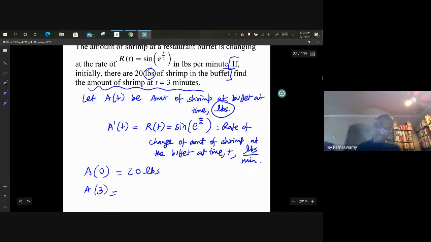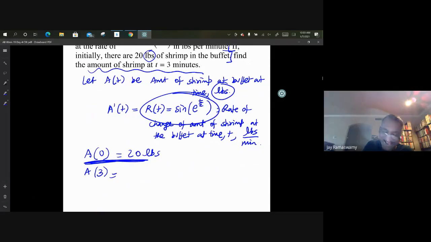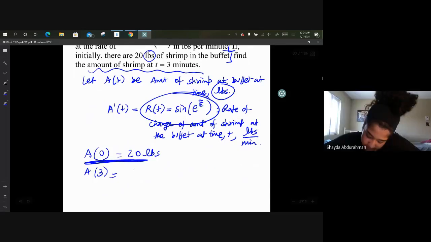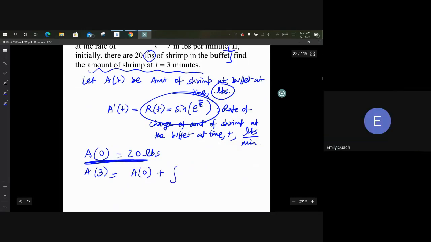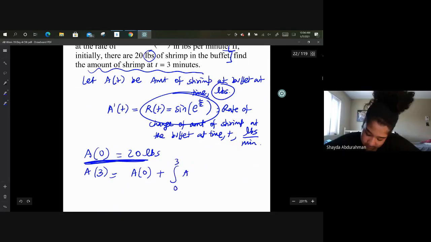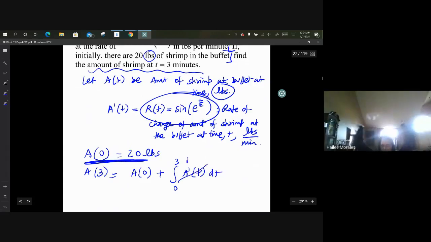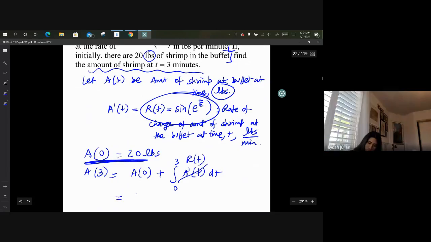Find the amount of shrimp at t equal 3. Oh, they give you a starting value and they give you a derivative. So what can I do? Net change equality. A of 3 is A of 0 plus the integral from 0 to 3 of A'(t), and what is A'(t) after all? R of t. And A of 0 was 20 pounds.